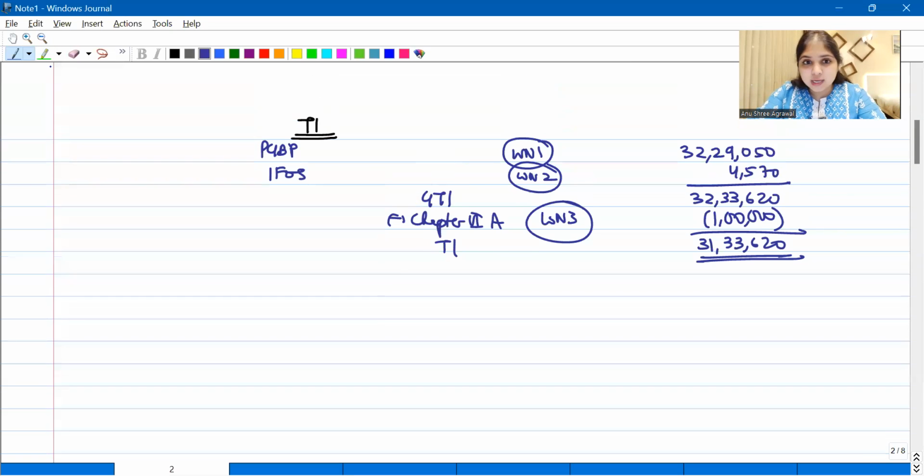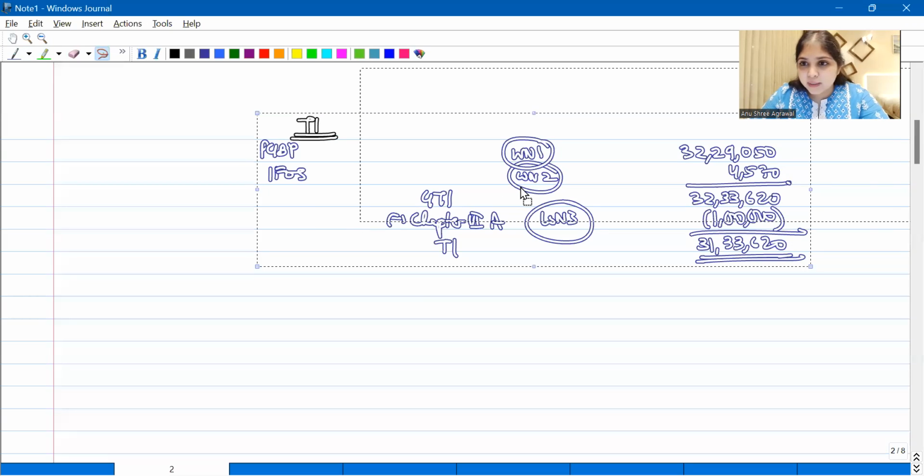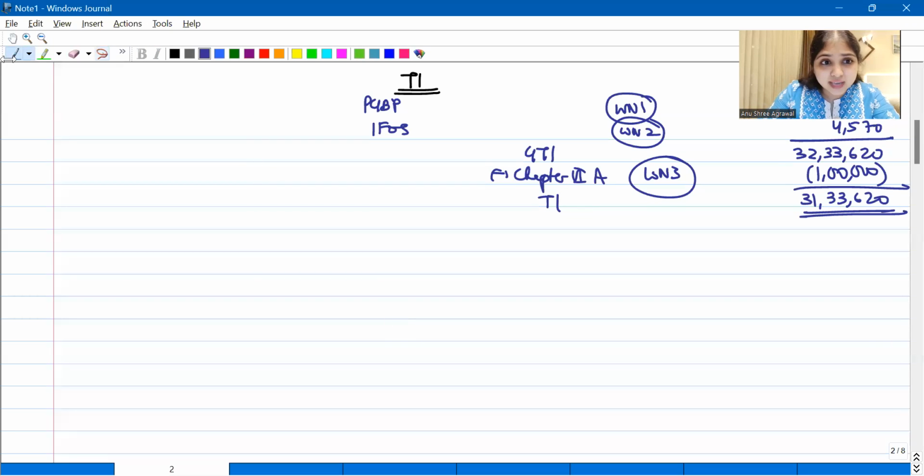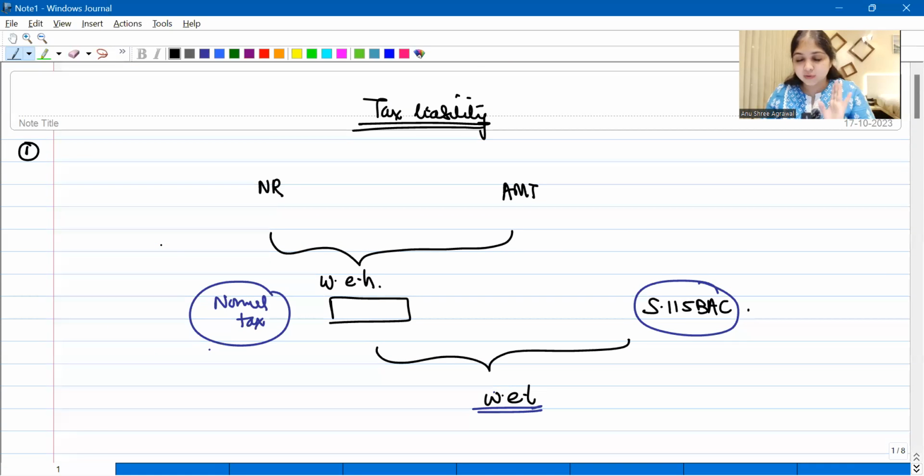So I'm done with the total income calculation. Now what's the next thing I'm going to be calculating? The tax liability, right, guys? We have to calculate the tax liability applicable. I'll again show you the chart which I had done earlier. This is the chart that we're going to follow.